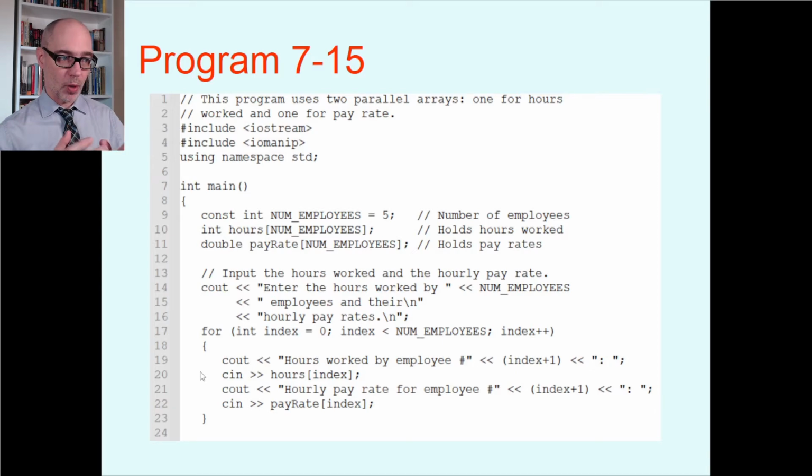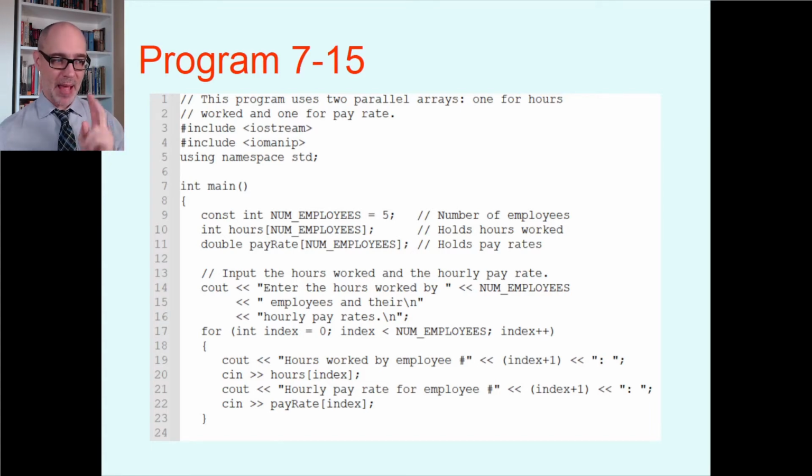And inside that one for loop, I've got a prompt for the hours worked by employee number, whatever, right? And that gets put in hours subscript index. And then there's a prompt for the hourly pay rate for that same employee. And that number goes into payRate subscript index. So you notice on lines 20 and 22, we had to make sure that index is the same number. And of course it is. So as you go through this for loop, index will be 0, and then 1, and then 2. And all the data is being put in matching locations in the two arrays.